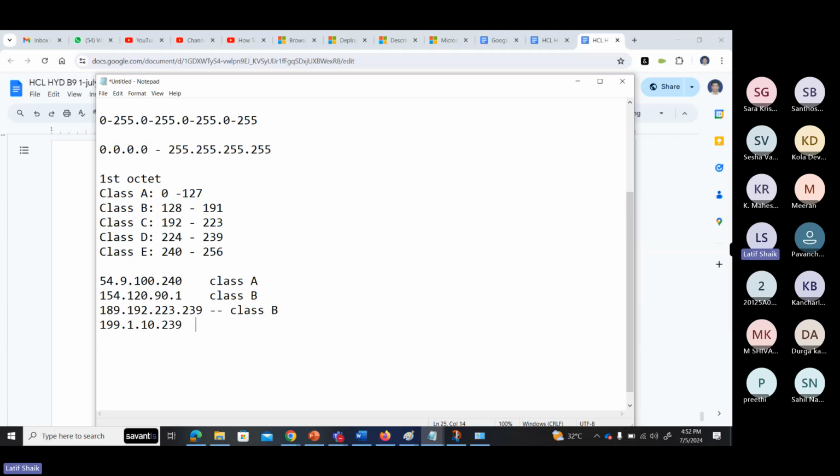Now tell me which class it is. Class C. So it is range 192 to 223. It is class C because of this first octet. Do not look at the remaining parts.